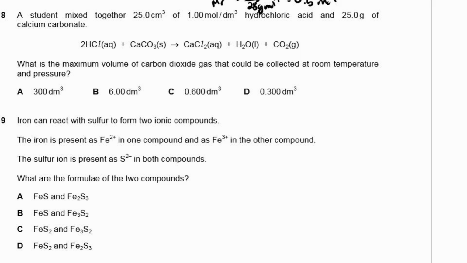Question 8. A student mixed together 25 centimeters cubed of 1 mole per decimeter cubed hydrochloric acid and 25 grams of calcium carbonate. The equation is down below. And what is the maximum volume of carbon dioxide gas that can be collected at room temperature and pressure?